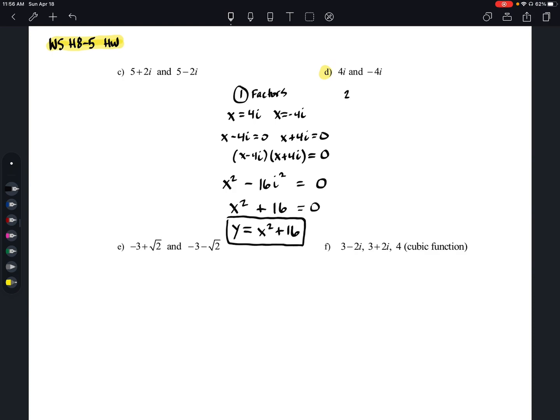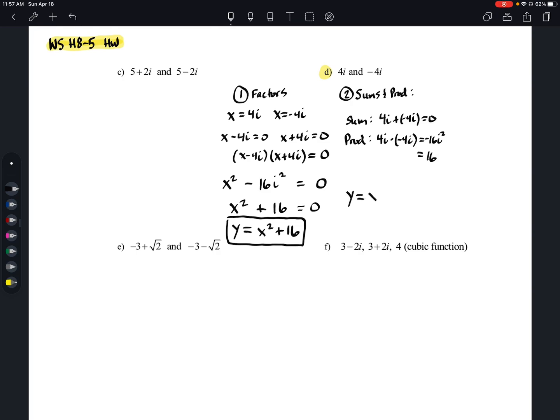For the sums and products, so we've got our sum, right? 4i plus a negative 4i is equal to 0. And our product is going to be 4i times a negative 4i, which would be negative 16 times i squared, or that equals 16.